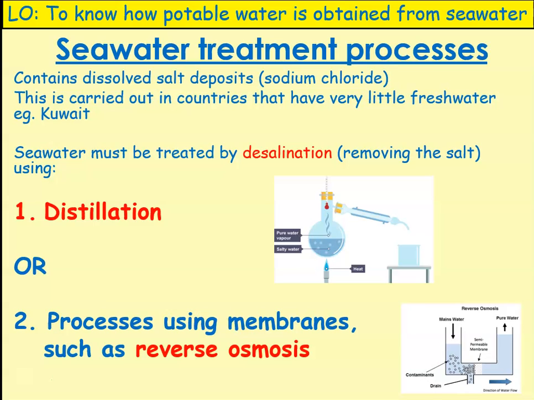So seawater treatment process, we contain lots of dissolved salt deposits like sodium chloride. We would have to do this in countries that have got very little fresh water, so not many rivers, not many lakes. So places like Kuwait, they would do this process which is referred to as desalination. Desalination is removing the salt from the water. And there are 2 processes that you need to know. The first one is distillation, and the second one is a process that uses a membrane referred to as reverse osmosis. We're going to look at both those in detail.